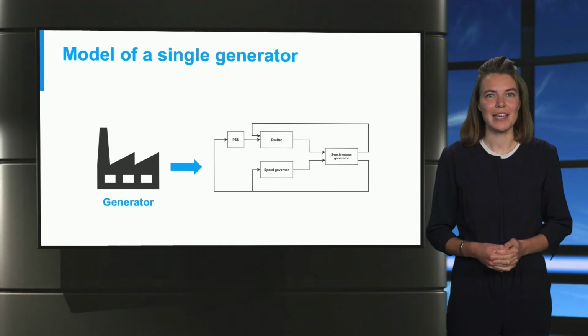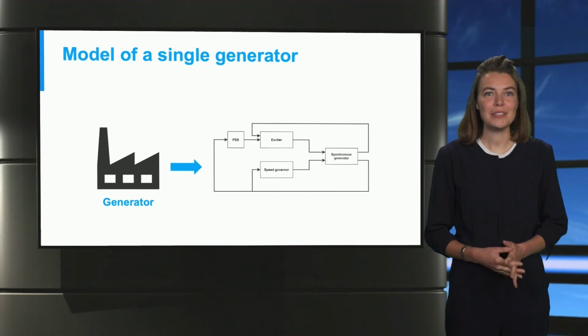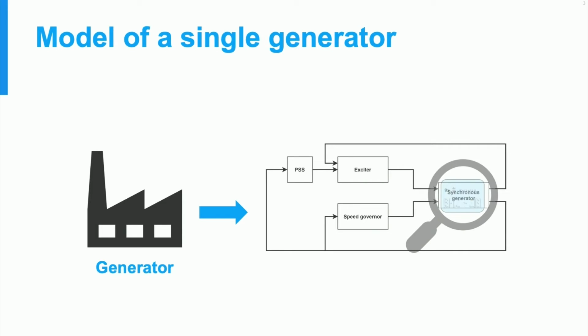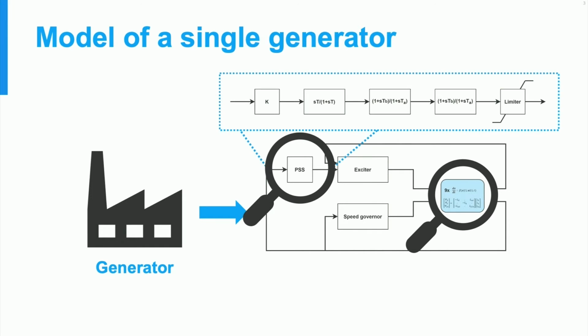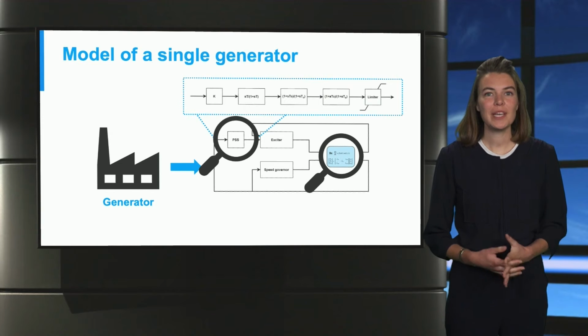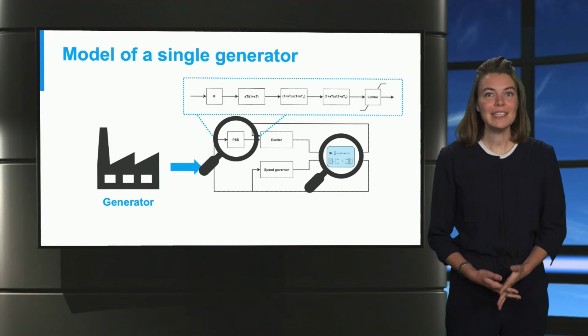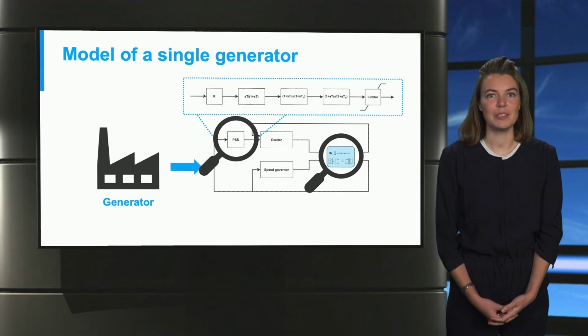Suppose that we have a generator. We can simulate it with a simple model as given here, but we can also zoom in on the different parts and see more details. For instance, we can look at the differential equations that represent the synchronous generator. Or, as you can see, even a simple block as the PSS can be complex. So, we can simulate a generator with a comprehensive model to describe its behavior accurately. But do we need this level of detail, or can we simplify this model?